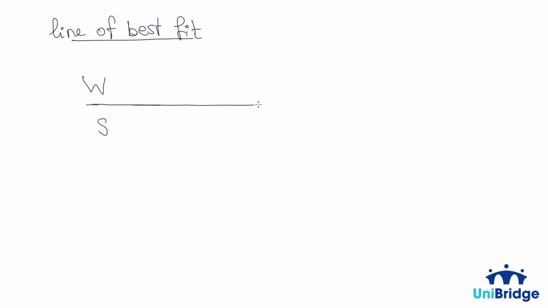In this video, we're going to explain the line of best fit. So let's say you have two parameters: the weight and the speed of the person. The weight determines the speed of the person, so we call the weight the independent variable, and the speed is the dependent variable. So let's say we have a table like that.